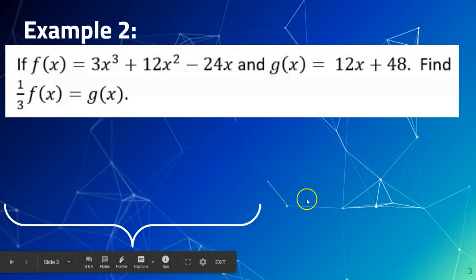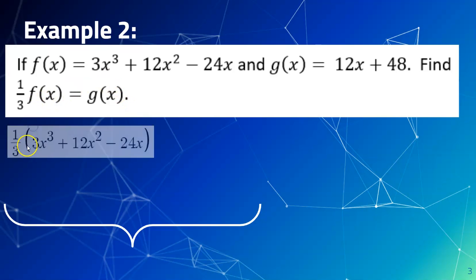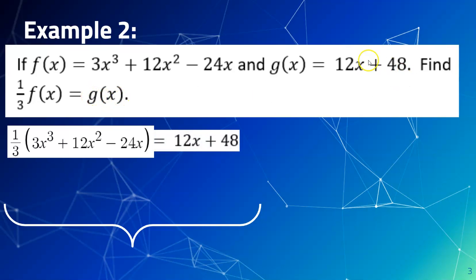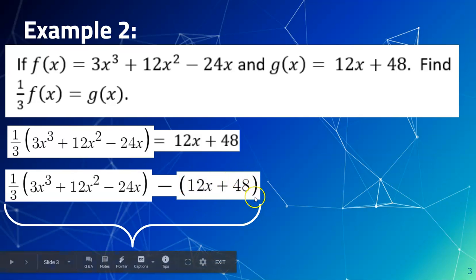All right, another example, and apparently I've put that in and forgot to animate it, so I apologize. So I have the polynomial f, the polynomial g, and then I want to find what 1/3 f equals g. So I'm going to do again the 1/3 times the f polynomial and plug in equals the g polynomial. But I'm going to subtract the whole g polynomial to that left side and set it equal to 0. So I have the 1/3 f polynomial minus the whole g polynomial in parentheses equals 0.